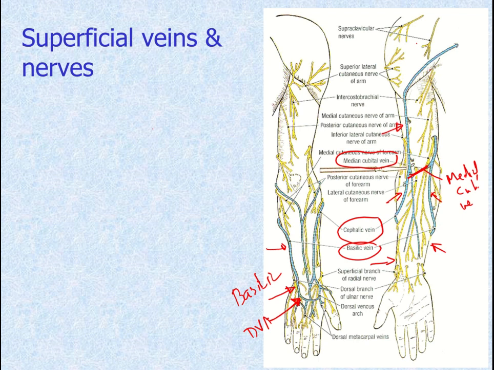and then it passes through an area called the deltopectoral groove here, because there is a muscle here called the pectoralis major muscle, and here you get the deltoid muscle. So it passes between these two muscles through a groove, which is called the deltopectoral groove, and it disappears piercing through a fascia here. We'll learn details about that later.